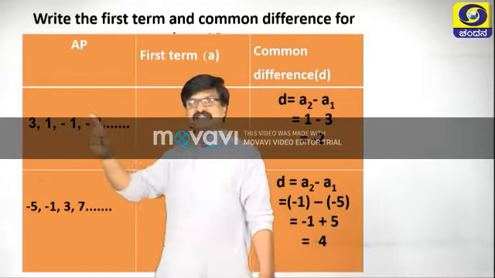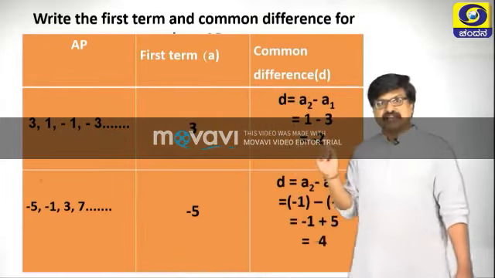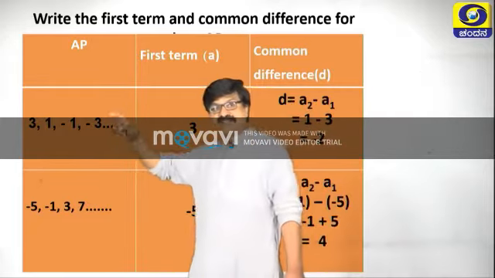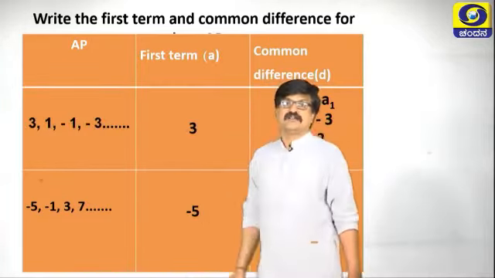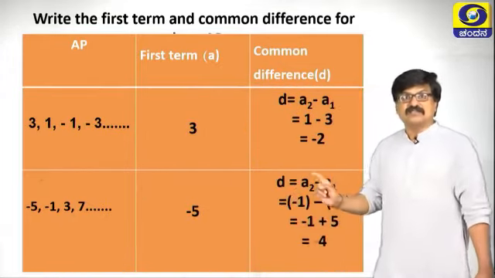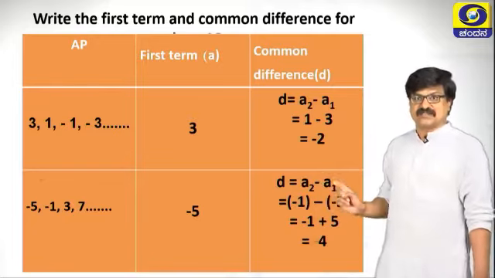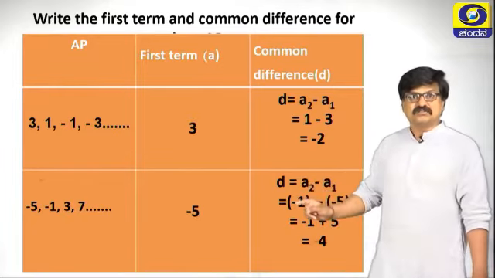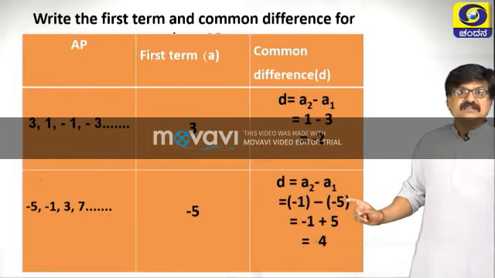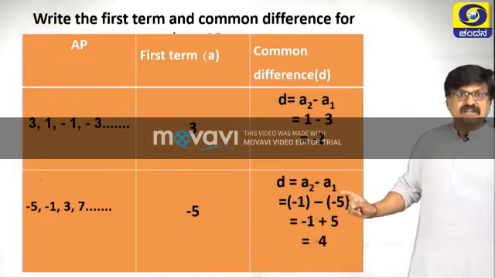1 minus 3 is nothing but minus 2. Minus 2 is the common difference for this AP. For the second example, how to find d? Again I am taking A2 minus A1. What is the A2 value? Minus 1. This minus, write as it is. A1 is minus 5. So, A1 is minus 5.